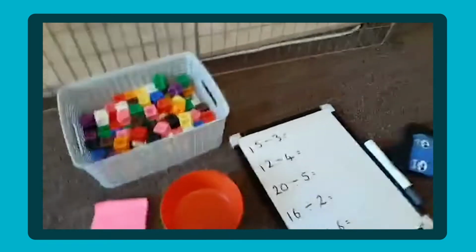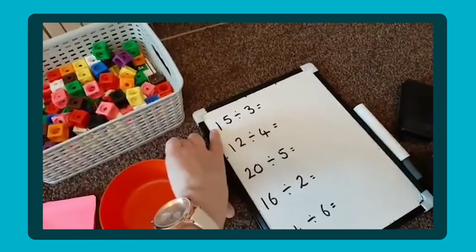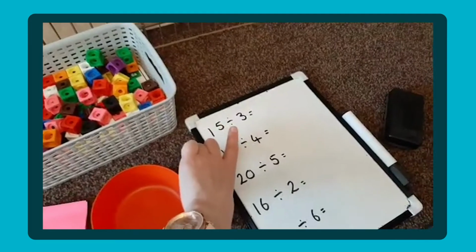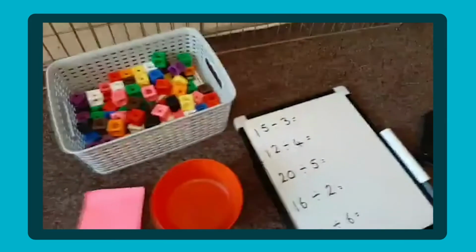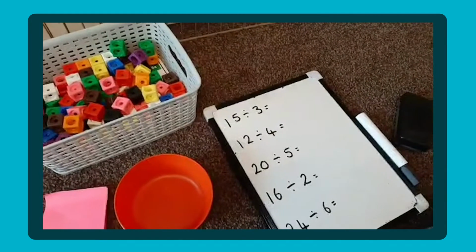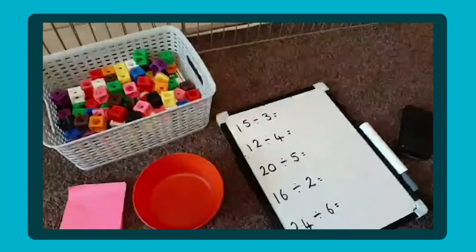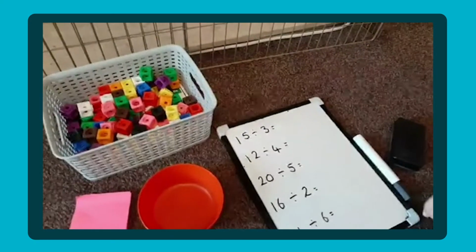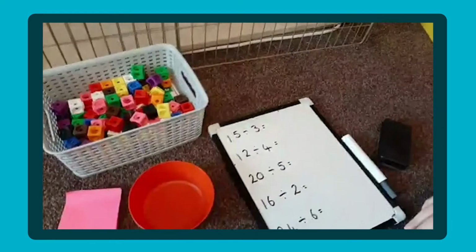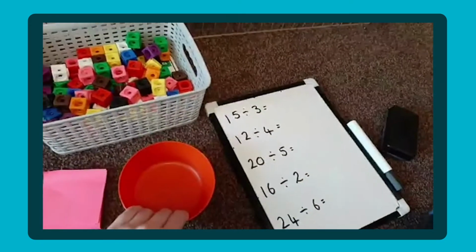So, Noah, are you ready? Yeah? What does this number sentence say here? 15 divided by 3. So, what is the amount we're going to be sharing out? We're going to be sharing out 15. And how many groups are we going to be sharing them into? 3 groups. We're going to find out how many is in each group, aren't we? So, could you count out 15 cubes into the bowl for me, Noah?